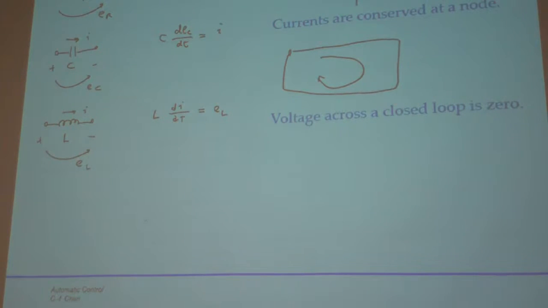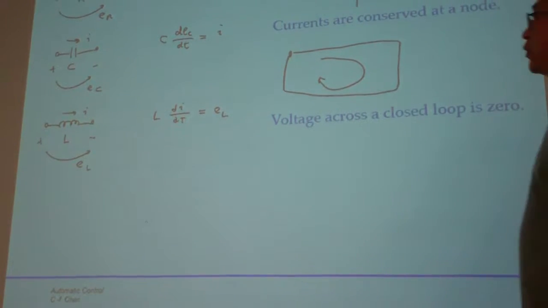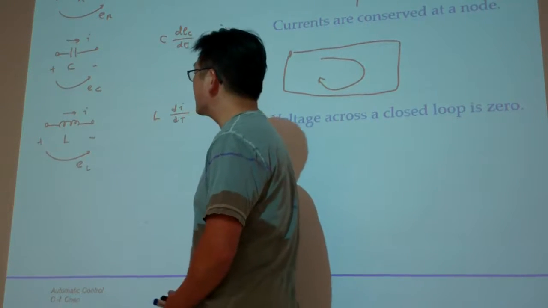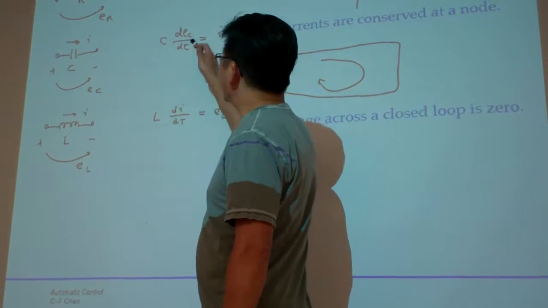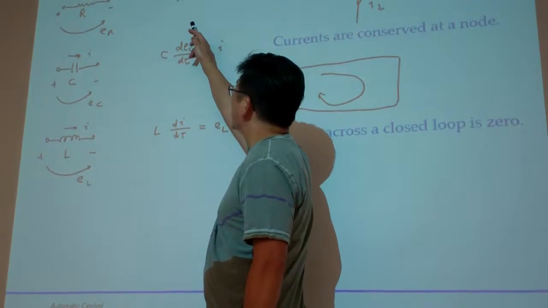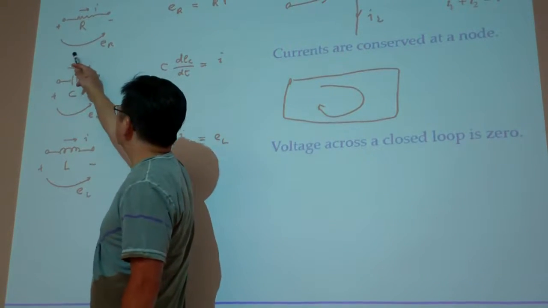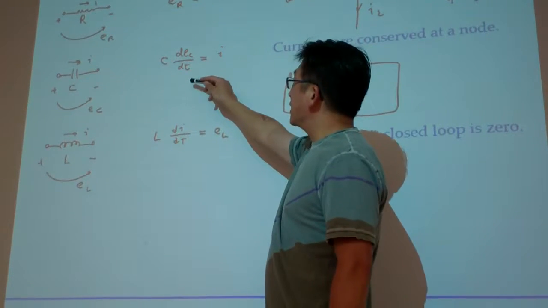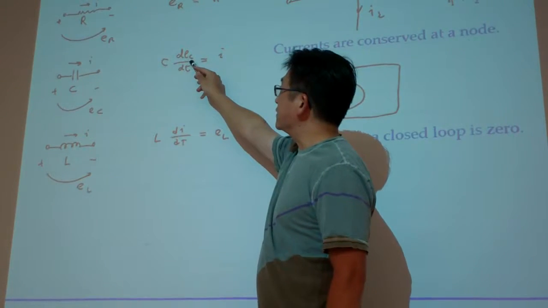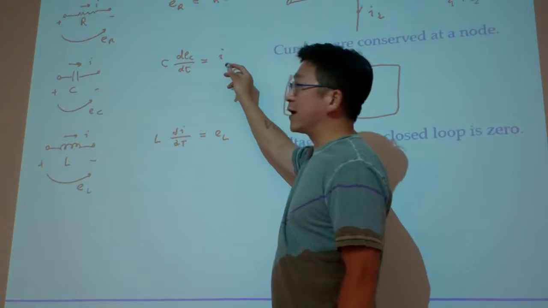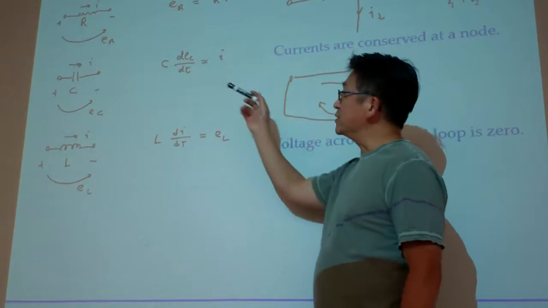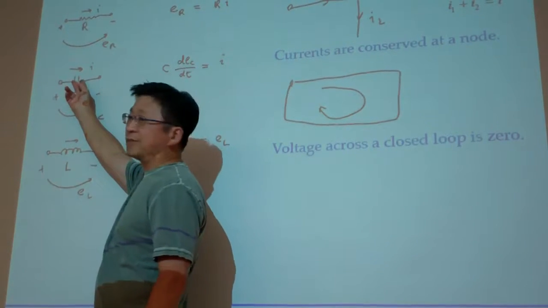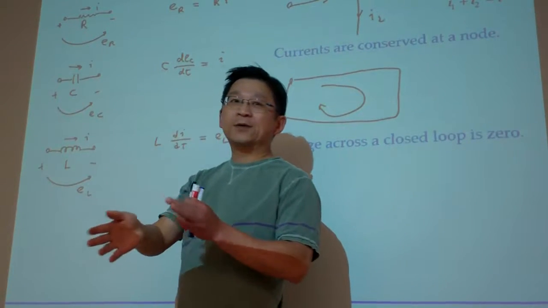For electrical systems, the three basic components are resistors, capacitors, and inductors. Those are the formulations. The voltage across the two nodes of the resistor is equal to Ri, where i is the current. For the capacitor, C times the derivative of the voltage is equal to i. The capacitor, basically, is a gap.